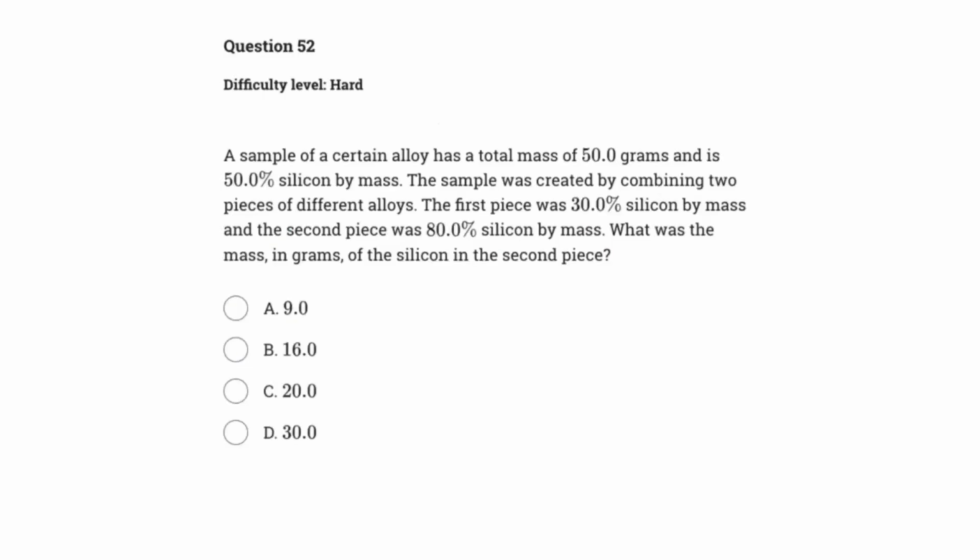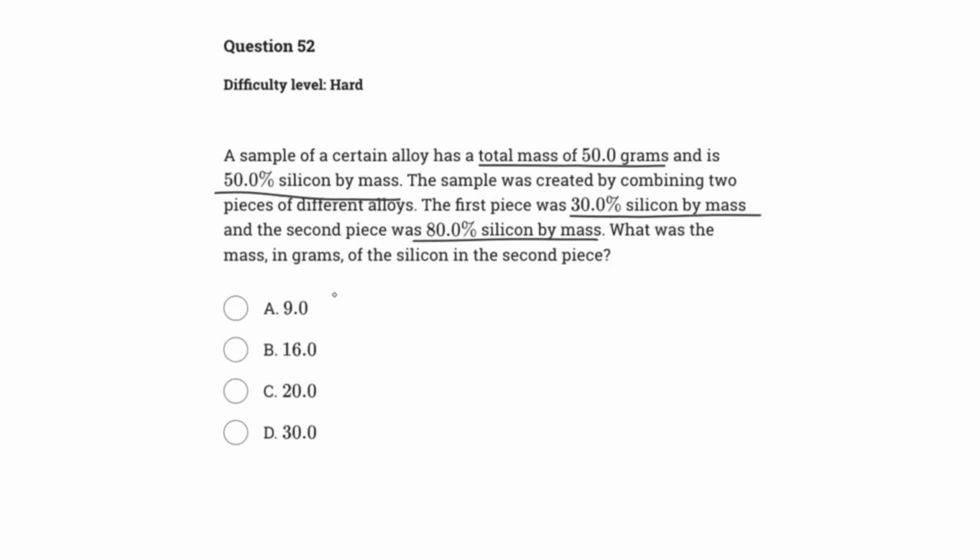A sample of a certain alloy has a total mass of 50 grams and is 50% silicon by mass. The sample was created by combining 2 pieces of different alloys. The first piece was 30% silicon by mass, and the second piece was 80% silicon by mass.